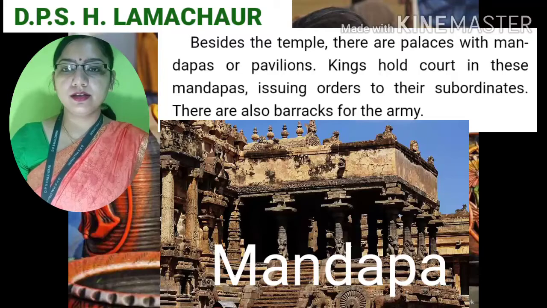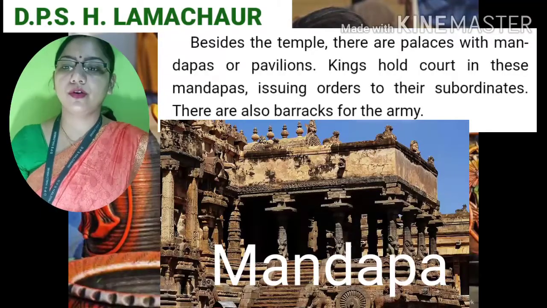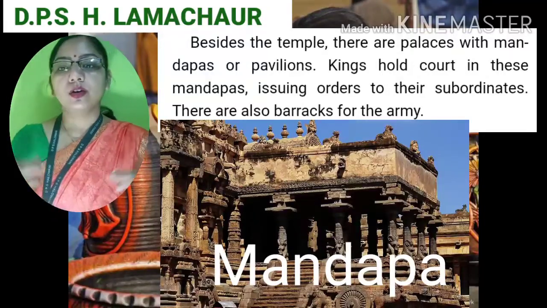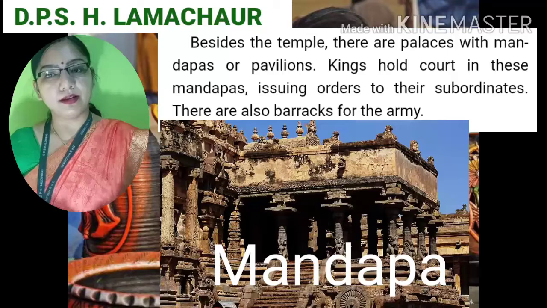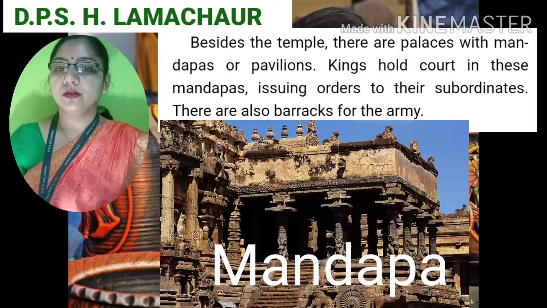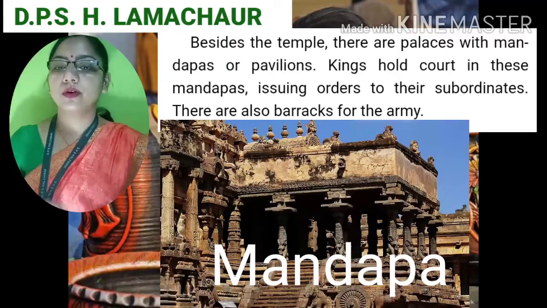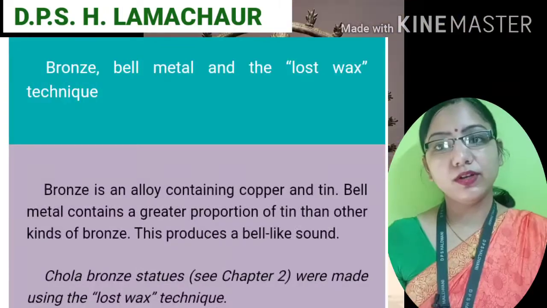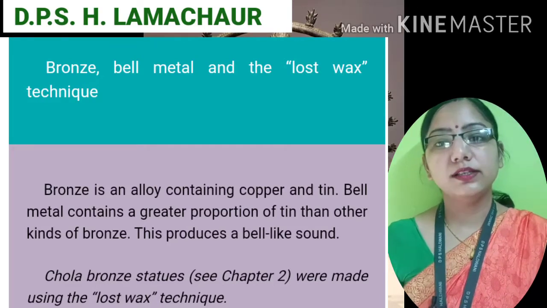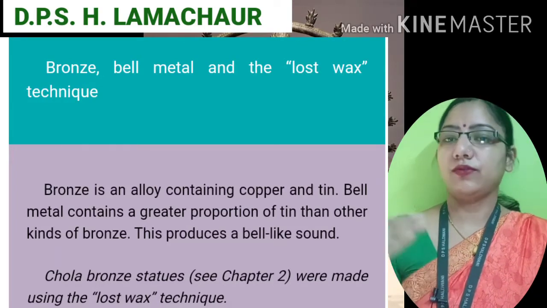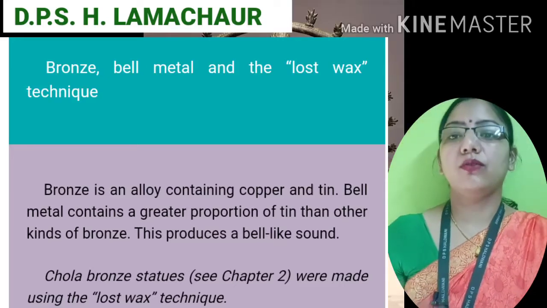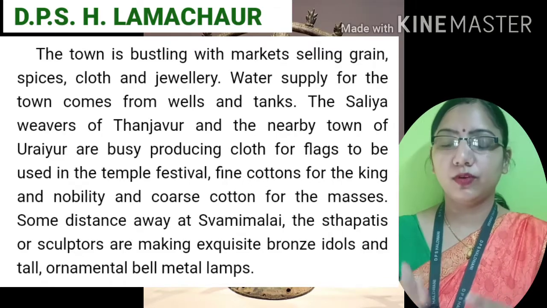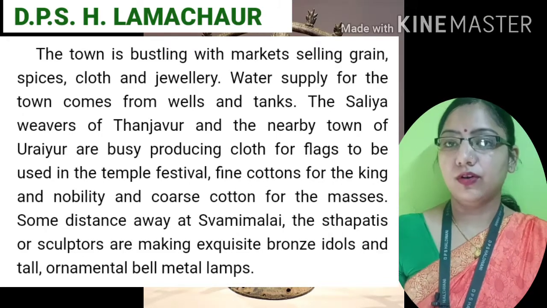And even the market was a big platform for all kinds of traders for selling grains, spices, clothes, jewelry and many more things. Even the capital was also famous for its bronze bell metal techniques. It was a technique in which the artisans were preparing different types of sculpture with the use of different types of material. But the famous metal for preparing any sculpture was bronze.